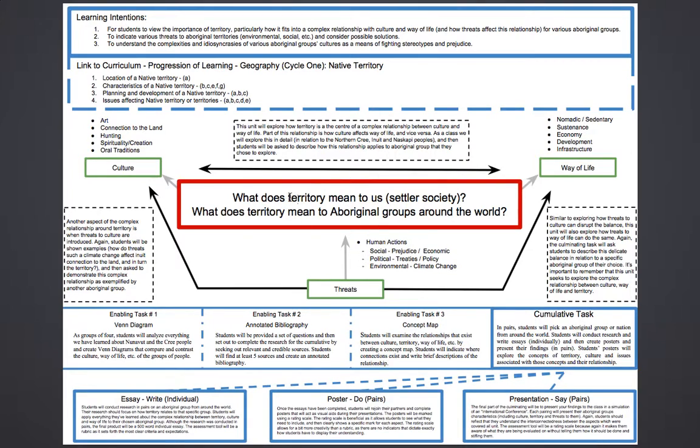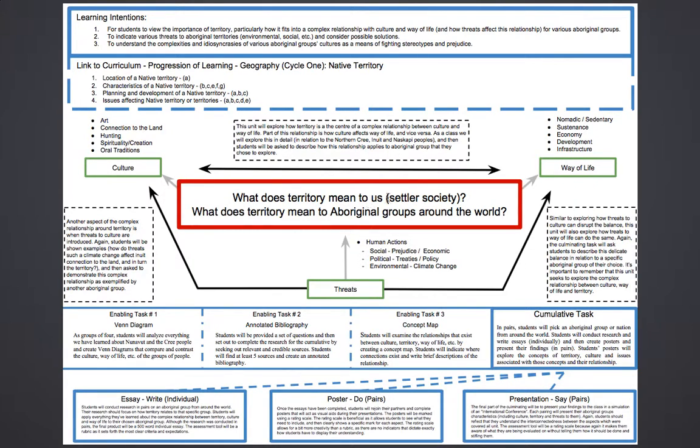The way I'm going to accomplish this is by talking about this complex relationship between territory in the center here, culture, way of life, and how threats impact them. The progression of learning sets forth that teachers must talk about either Inuit people and Nunavut, or Cree territory, or Naskapi territory. I'm going to focus on all three as a class, and then for their culminating task, each pair of students will pick a different Aboriginal group from around the world and apply this to them as well. The whole basis of this unit is that they understand this relationship.